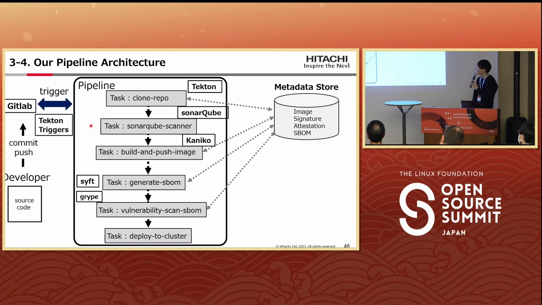Next, the SonarQube scanner. This task scans our source code using SonarQube. This task builds a container image using Kaniko and a Dockerfile. And this task is using Syft and Grype. So this task generates an SBOM and this task can scan vulnerabilities. Last task is deploy to cluster.